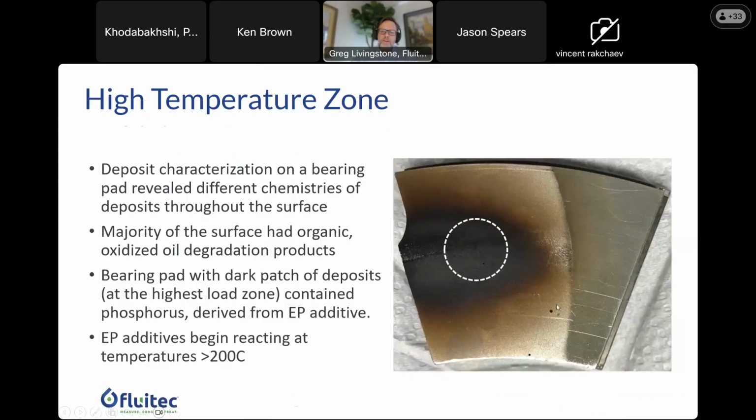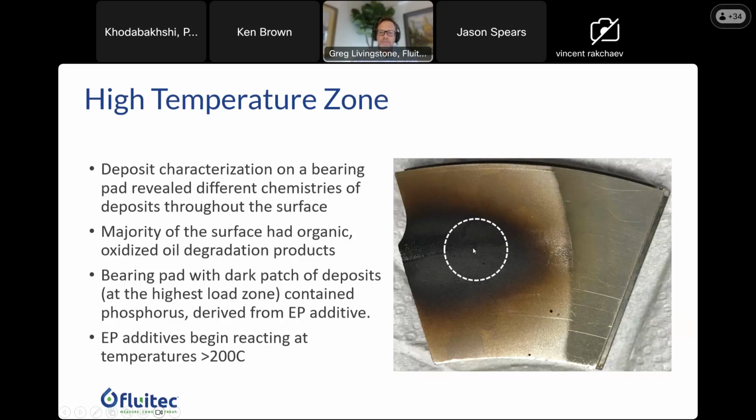One other piece of evidence that we've seen is here, we have a picture of varnish on a thrust pad, and we can see the hottest temperature zone right here. We actually extracted levels of deposits from various parts of this pad and did some analysis on it, and we identified that the vast majority of this was what you would typically see as organic degradation products, typical oxidatively derived varnish. However, these deposits were a little bit unique.